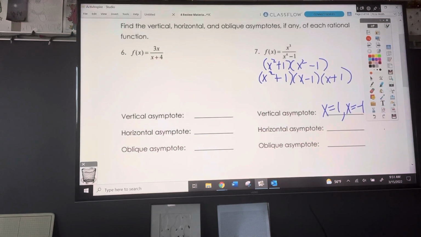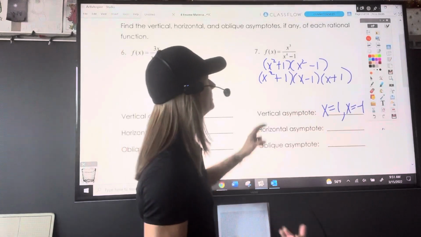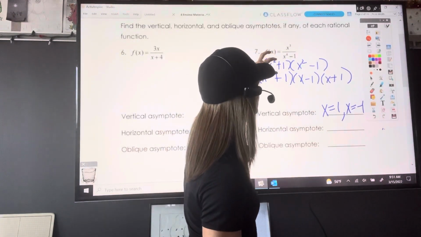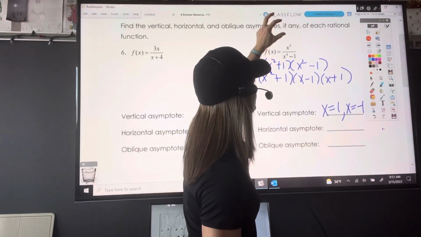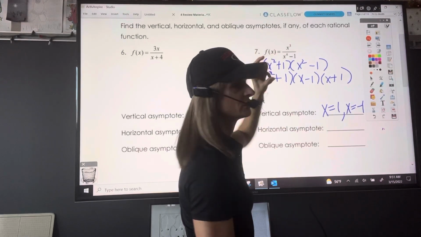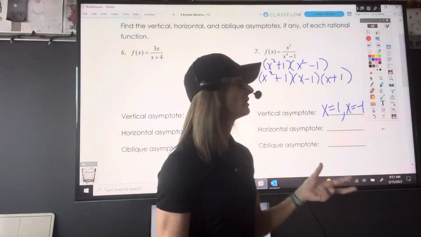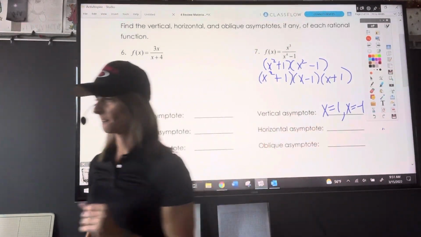Horizontal. Horizontal asymptote, for this one, we look at the degree of the numerator versus the degree of the denominator. The degree of the numerator is less than the degree of the denominator, which is just like the last problem. So that's just going to be y equals 0.